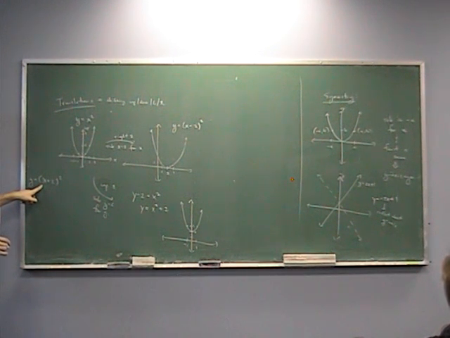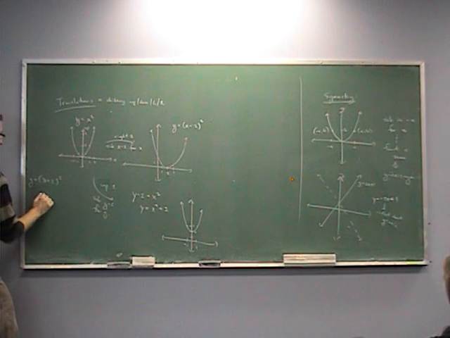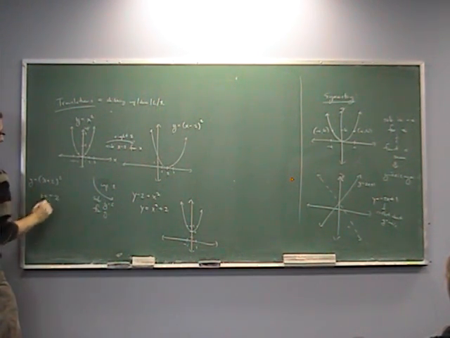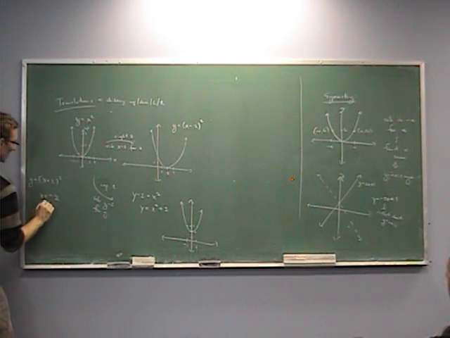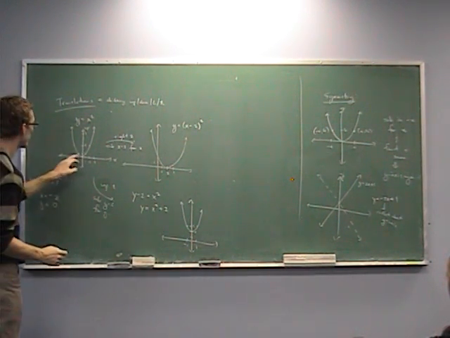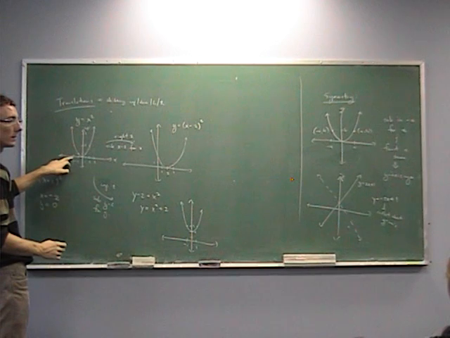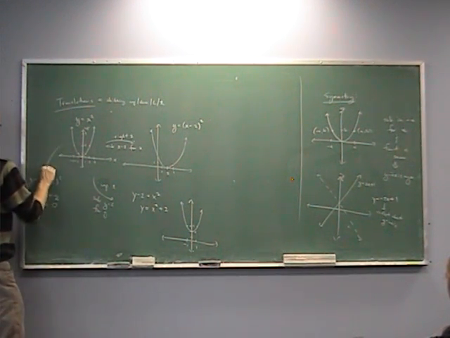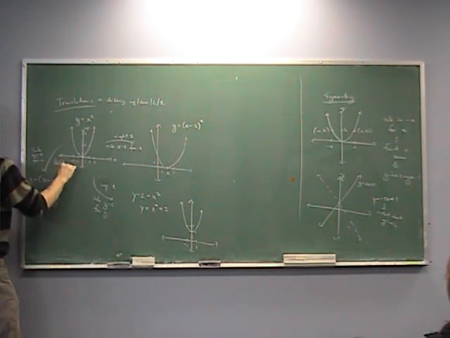X equals, what is going to give me that 0? X equals negative 2. Yeah. So x equals negative 2 will give me y equals 0. Well, that's going to move my guy over to there. So it appears that when I sub x plus 2 for x, that's going to move me left 2.